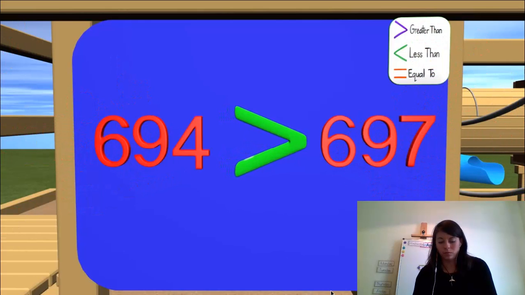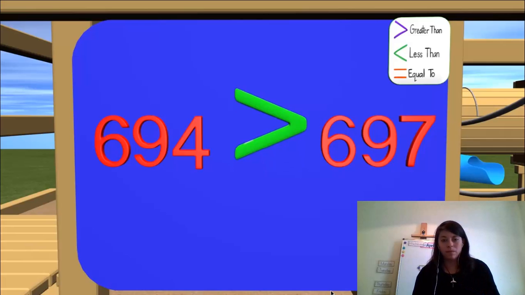Here we have another set of numbers to compare. On the left, we have 694, and on the right, we have 697. Can you tell me which number is bigger? Well, my initial thought is that they look almost the same, but let's compare them like we did before.